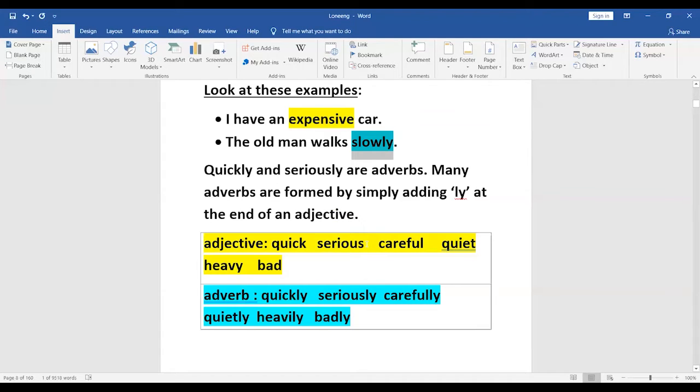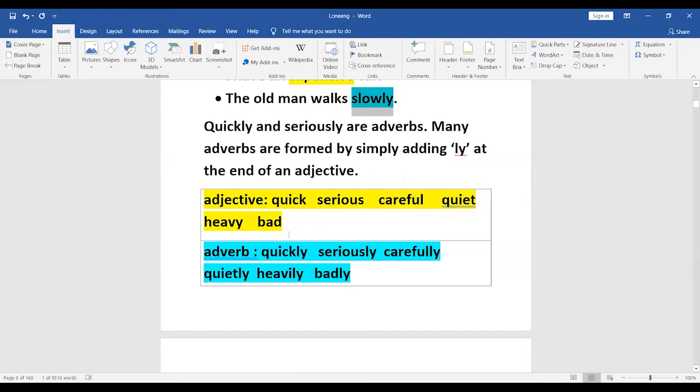Okay, let's take a look. Seriously and quickly are adverbs. Many adverbs are formed simply by adding ly to the end of the adjective. So, for example, take a look at a few adjectives called quick, serious, careful, quiet, heavy, bad. These are all adjectives, and if you add ly to the adjective, it becomes an adverb. Wow, isn't that great? So, quick becomes quickly, seriously, carefully, quietly, heavily, badly. So all these are adverbs.